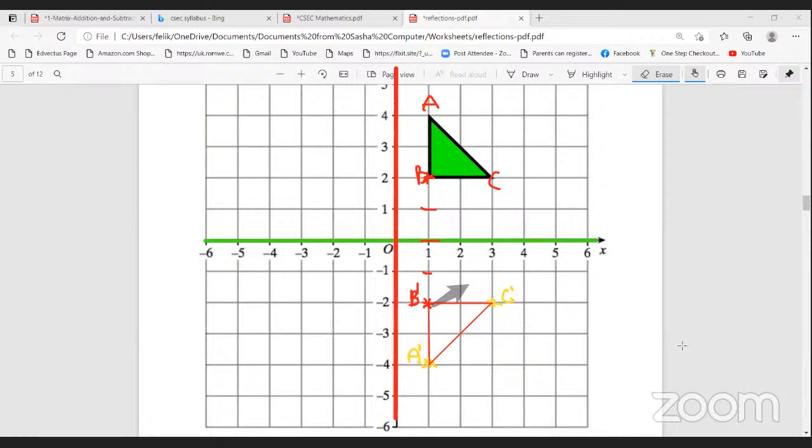Miss, and that's reflecting over the x-axis. With the x-axis.